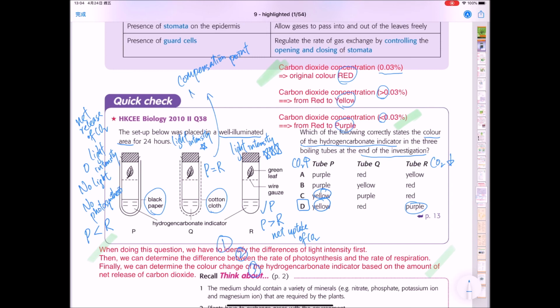So we can conclude that there is no net gas exchange in the plant in tube Q. So the carbon dioxide concentration should not change, it should remain the same. The carbon dioxide concentration will still be 0.03%, and the hydrogen carbonate indicator should remain red. So that's why the answer is D.